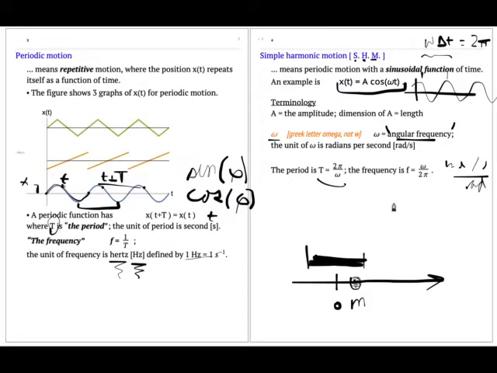Oftentimes a student may get confused between frequency and omega. So a homework problem might say calculate the frequency, and a common mistake is to calculate omega, and the numbers don't agree. Omega is 2 pi times f. Omega is 2 pi, a number approximately equal to 6.28, times f, where f is the number of hertz.